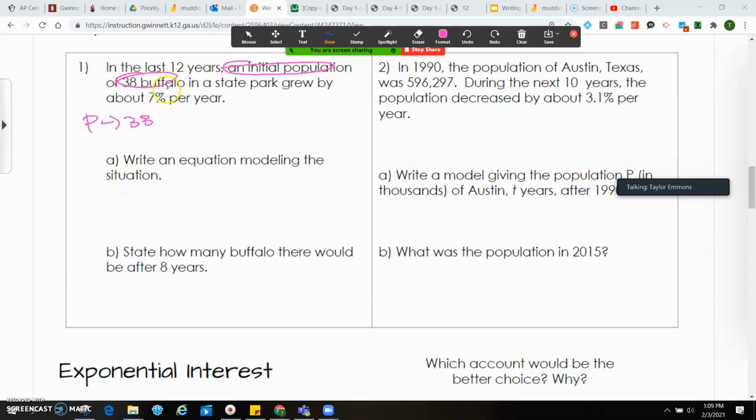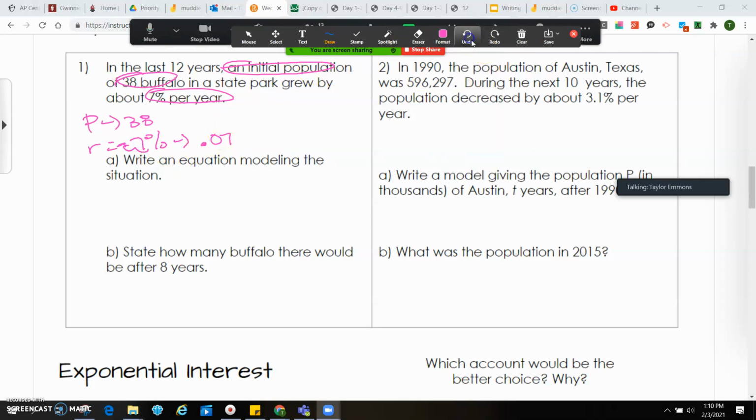Then it also tells me that I have 7% per year. So that means that my rate is going to be 7%. But remember, we've got to change R to a decimal. So we're going to move that decimal over 2 places, and that's going to give us 0.07.